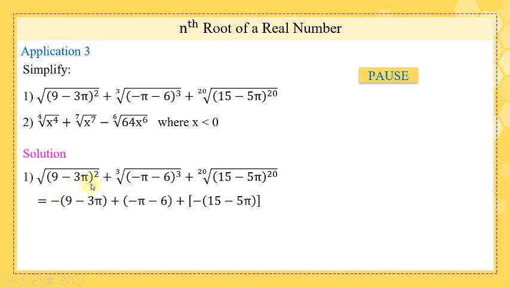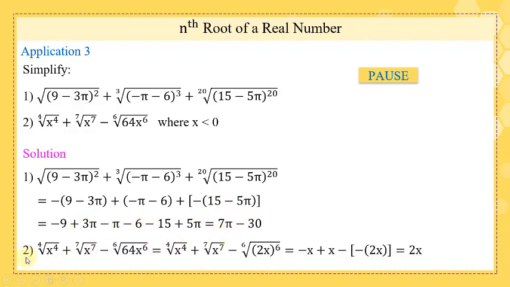Notice here that 9 minus 3 pi is negative and 2 is even. Then we write it minus (9 minus 3 pi). And pi minus 6 is negative, but since 3 is odd, we leave it as pi minus 6. And 15 minus 5 pi is negative, and 20 is even, so we write it minus (15 minus 5 pi), and we continue.